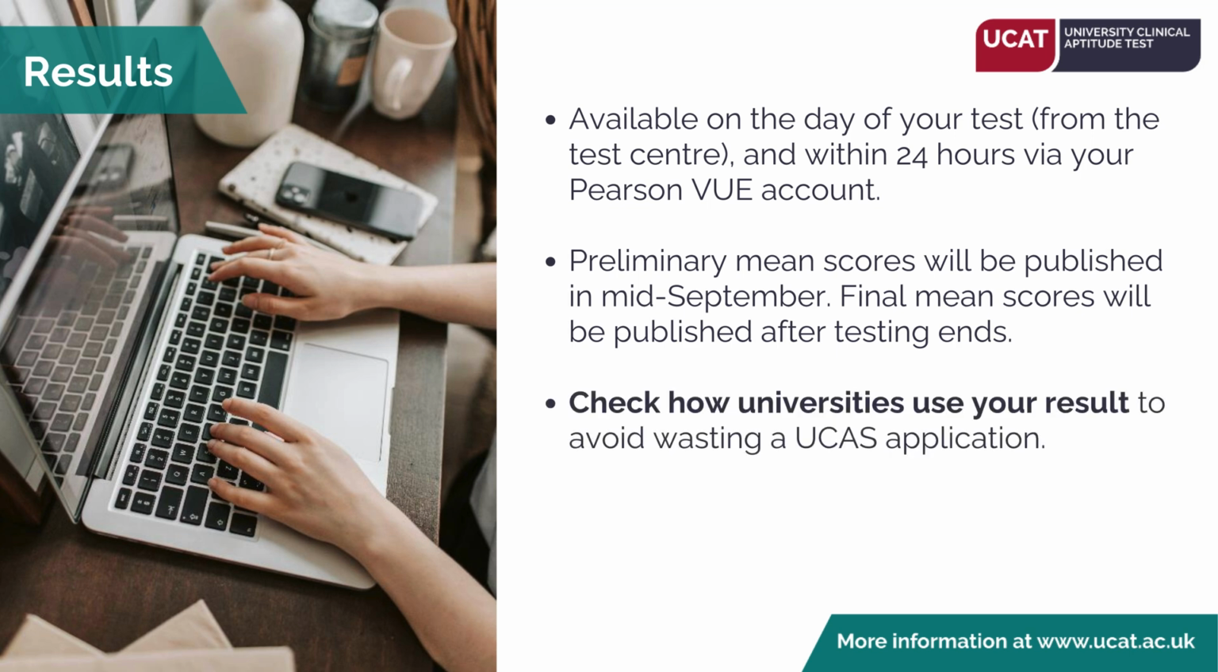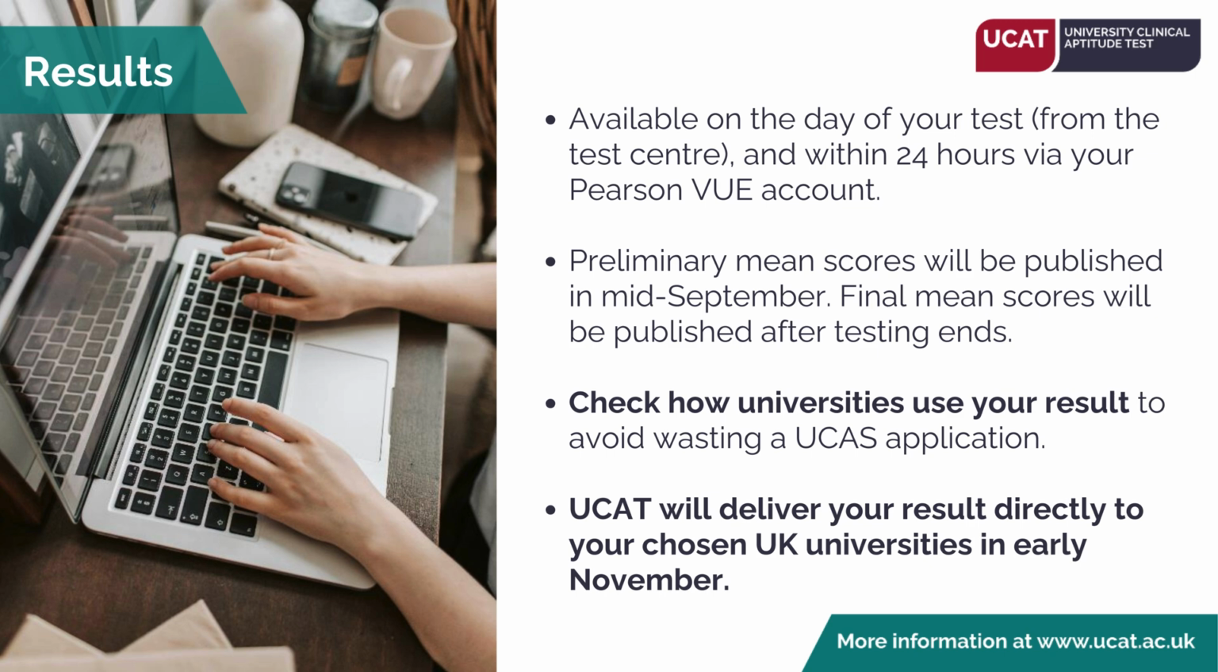UCAT results are available well in advance of the UCAS deadline. You can look at how your preferred universities use the UCAT, which varies between universities. For example, some may apply a threshold score, either for the cognitive subtests or the SJT. It's important to research this to avoid wasting an application. UCAT will deliver results directly to UK university choices in early November.